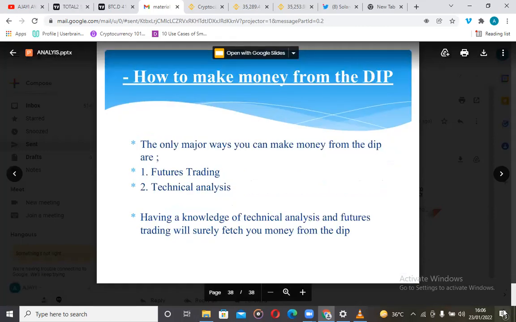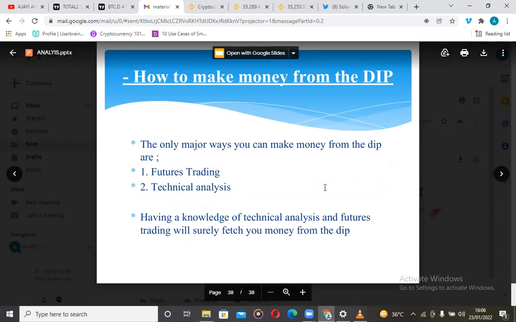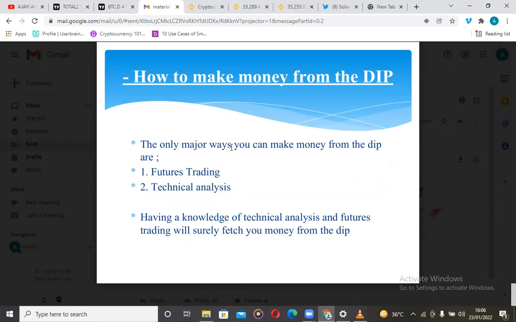How do you make money from the dip? Futures trading. The video on futures trading has already been uploaded. The videos are paid, and you get exclusive access to them. So these are the tools you can use, along with your own analysis. Futures trading does not even mean you only buy, whether the market is going higher or going down.